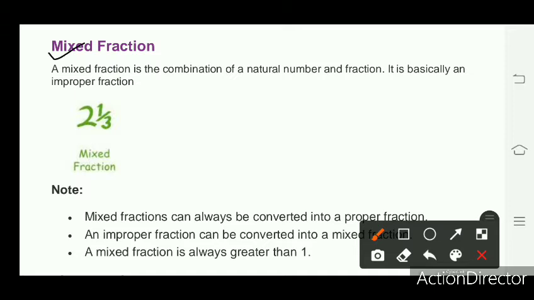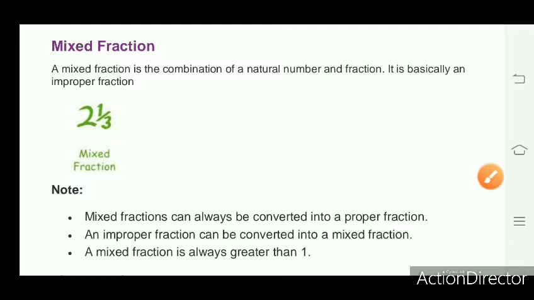A mixed fraction is a combination of a natural number and a fraction. So basically a mixed fraction has two parts, one is a whole part and one is a fraction part, and it is basically an improper fraction. Here we take one example, and how we read out this fraction number: 2 whole 1/3 is a mixed fraction, right? One important note here: a mixed fraction can always be converted into an improper fraction. An improper fraction can be converted into a mixed fraction, and a mixed fraction is always greater than 1.